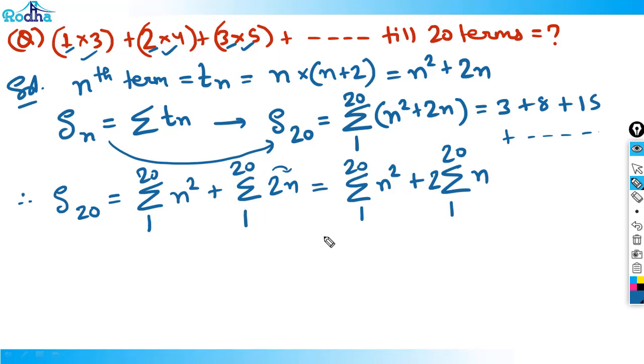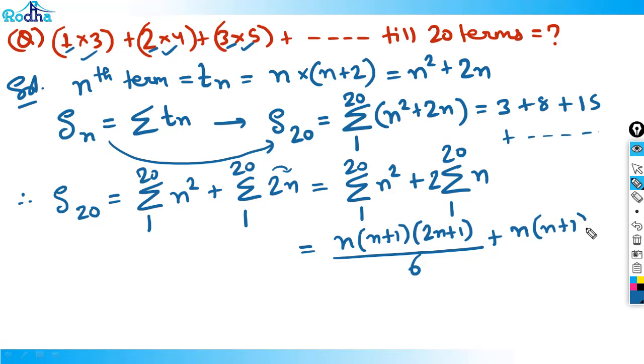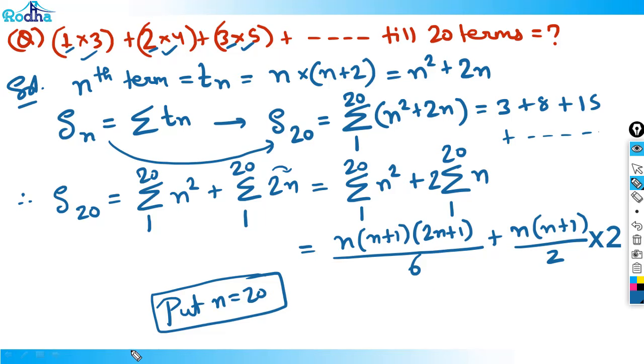Correct. Now, I know that summation of n square from 1 to n is actually n into n plus 1 into 2n plus 1 divided by 6. And summation of 1 to n terms of n is n into n plus 1 by 2. This I have written as summation till n terms. What I need is summation till 20 terms here. Right, I'll just put n equal to 20. So in the same question, I'll put n equal to 20 here, and I'll get my answer. So this is the basic funda behind it.